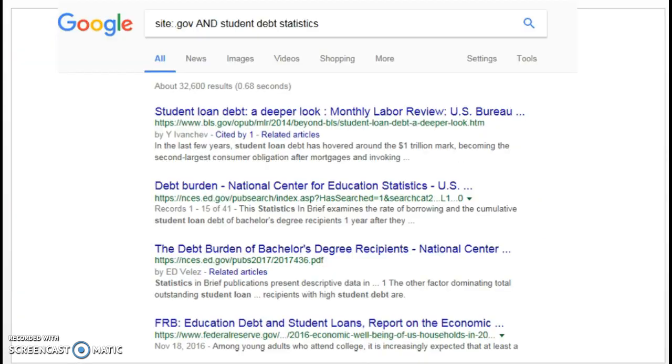So just by way of example, this site:.gov and student loan and student debt statistics, putting this into Google is going to narrow my search results to just government websites. The government is a huge collector of statistical information. It's highly reliable. And so I don't have to then wade through a bunch of junk in order to get to the stuff that's really going to give me what I want to know.